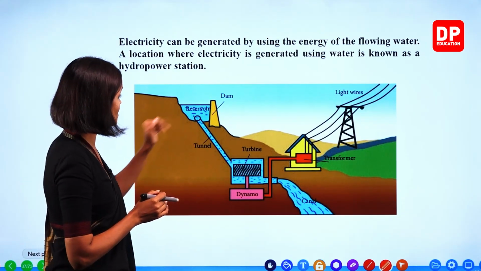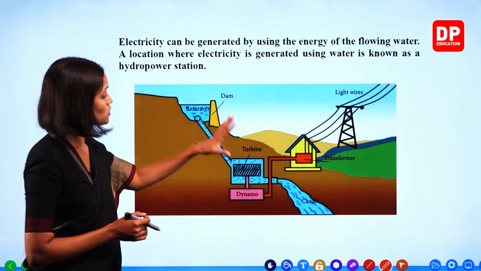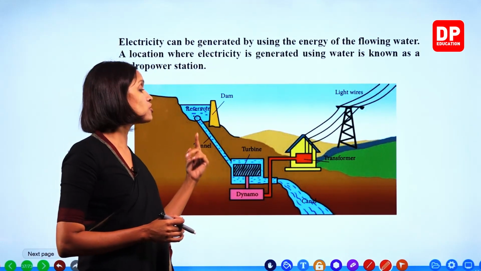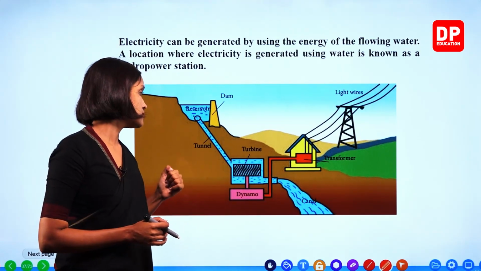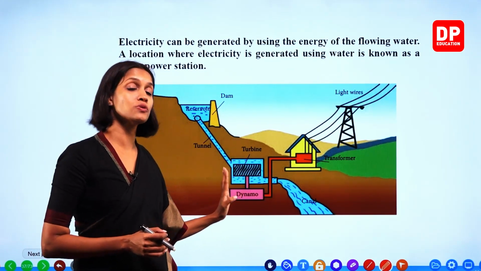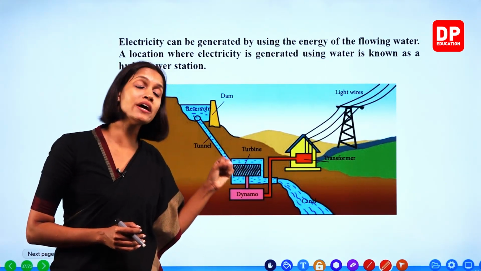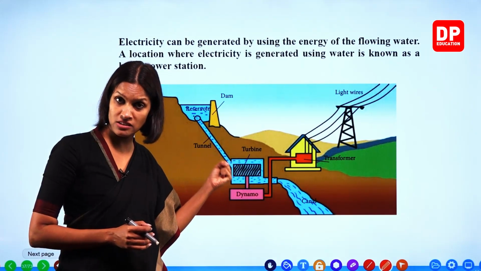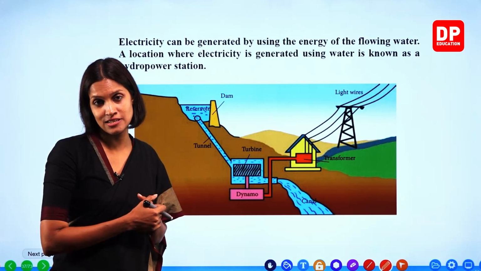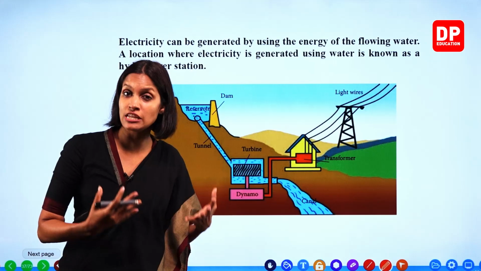So this is the dam, the reservoir. Through a tunnel, water flows at high speed towards the turbine. Because of the high speed of this water, the turbine also rotates at high speed. So when the turbine rotates at high speed, the magnet inside the dynamo also rotates at high speed. We know that if the speed of rotation of the magnet is higher, more electricity is generated. Thereby the efficiency of the hydropower plant can be increased.